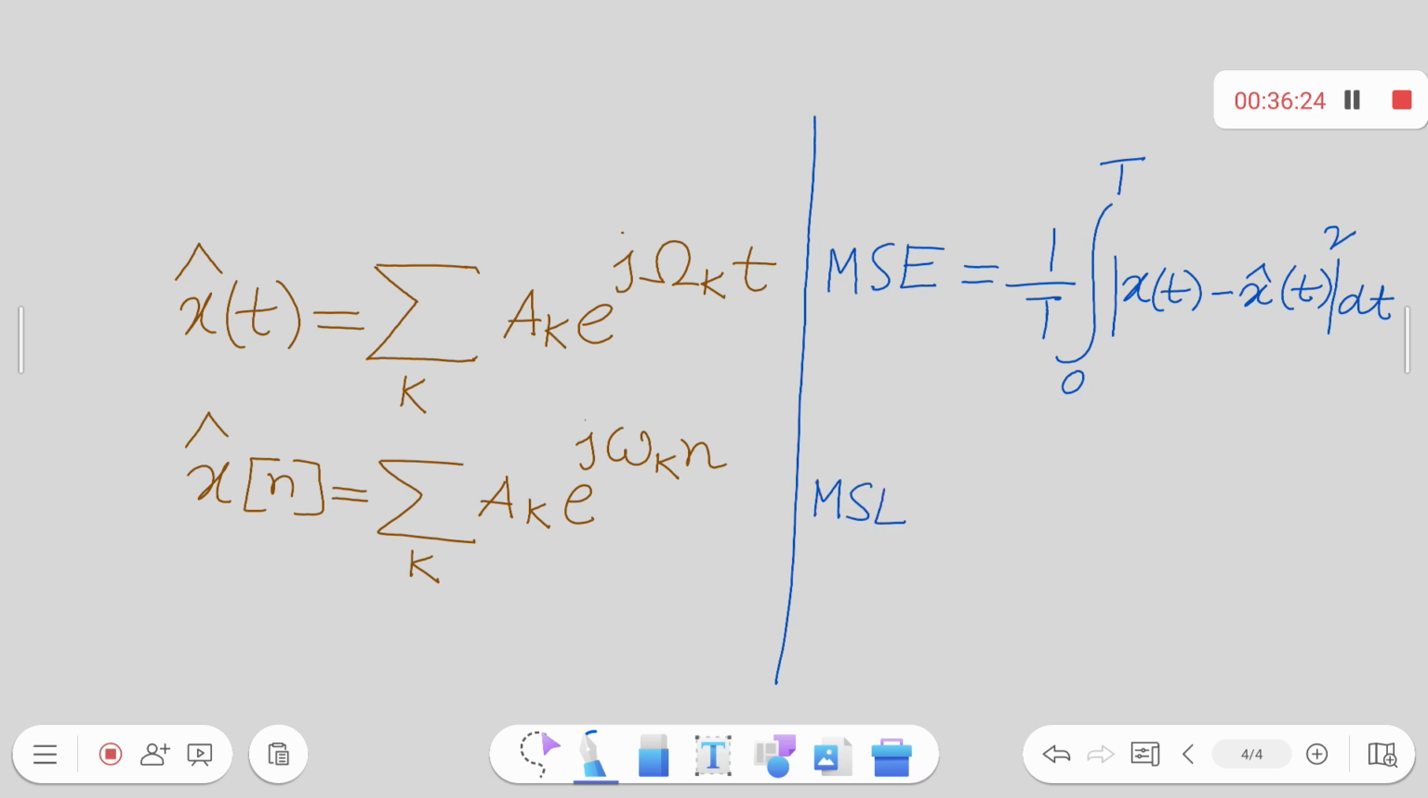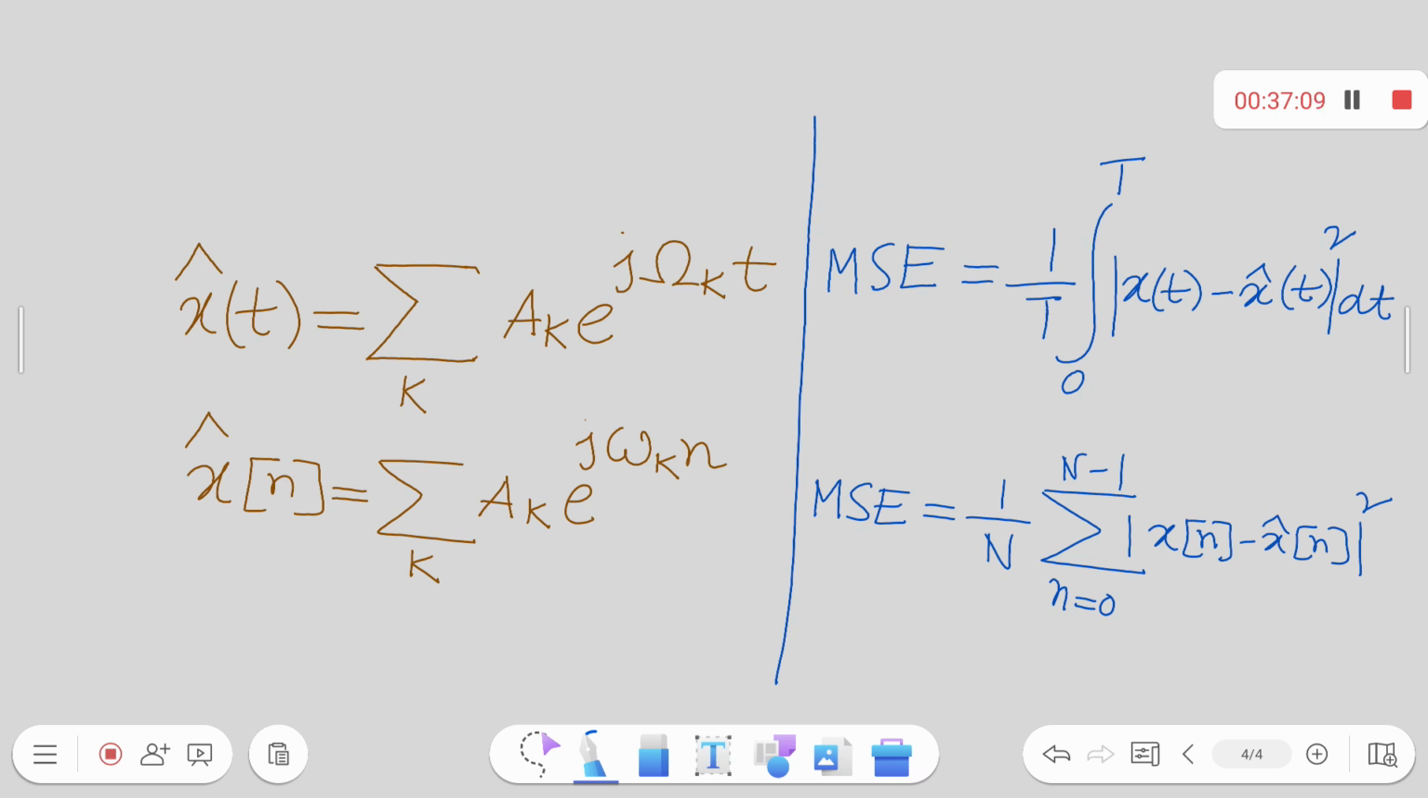Similarly, for the discrete time case, this MSE is represented by 1 by N. Now, instead of integration, you have the summation of x of n minus x cap of n, mod square, where n is from 0 to N minus 1. That is, the period is N. After every N samples, the signal gets repeated. So that is the MSE expression, and you have to check whether this MSE turns out to be 0 after the signal representation is over.